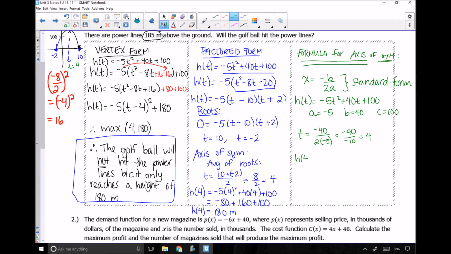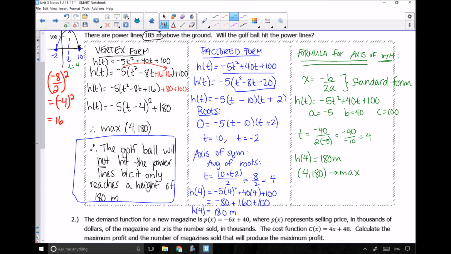Then I just have to find out what h of 4 is, and we already did all that work here in blue. We figured out that it's 180 meters. So our vertex is 4, 180, and it's a maximum. Okay, and so our conclusion is again the same, because again it's the same problem.